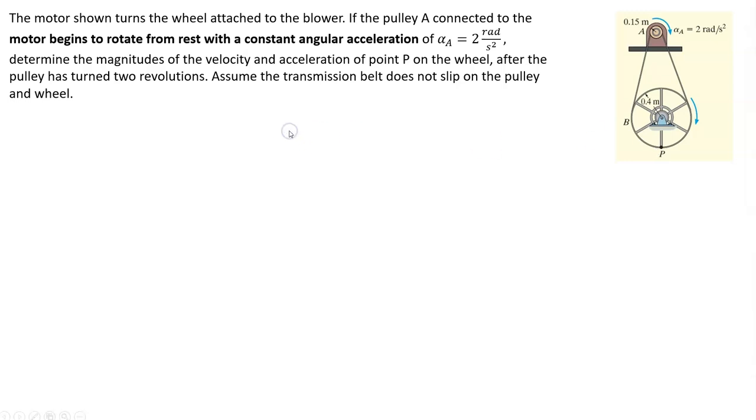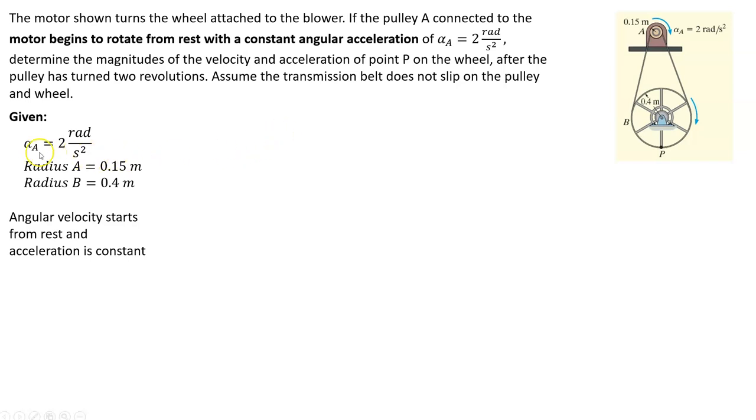So when we take this problem, we're going to lay it out and see what we have given. We've got our angular acceleration up here of A. We've got the radius of A at 0.15 meters and the radius of B of 0.4 meters. Considering they're connected by that transmission belt, we know that the tangential velocity and acceleration will be the same between those two. So the thing that's going to change is based around these radii, the radius of the two. The tangentials are going to be the same, even though the angulars are going to be different based on those radii.